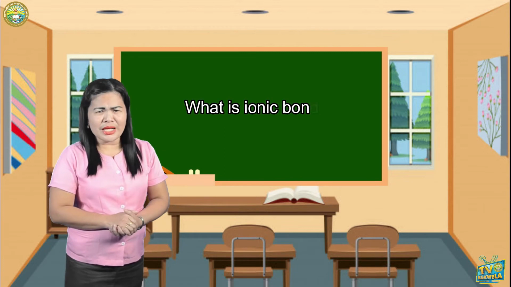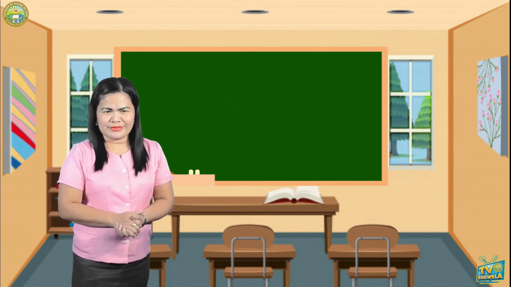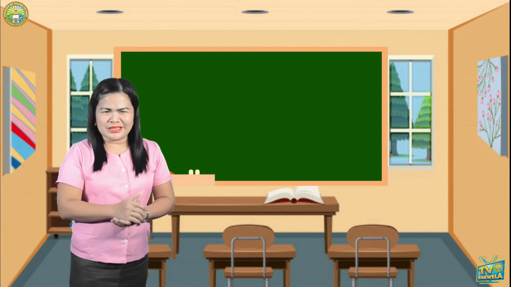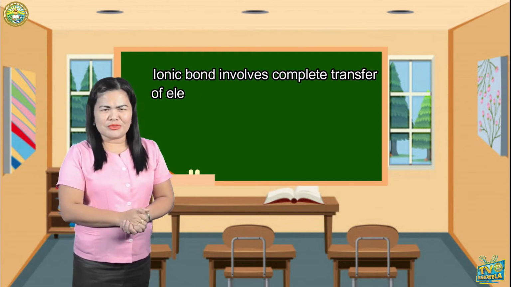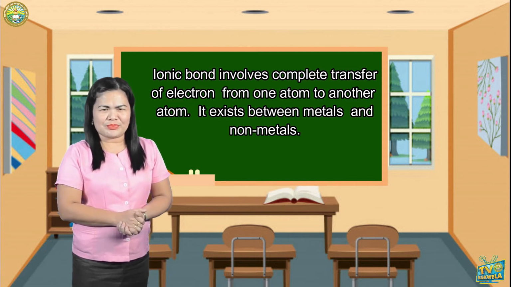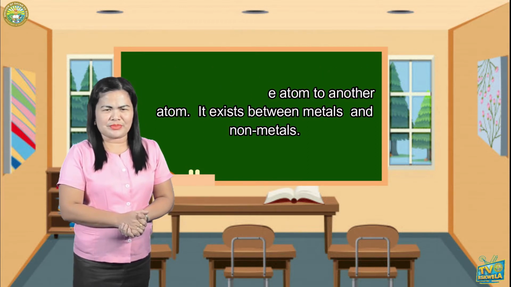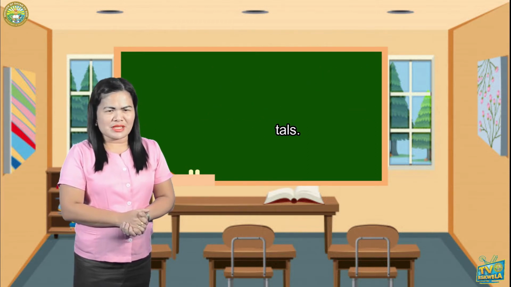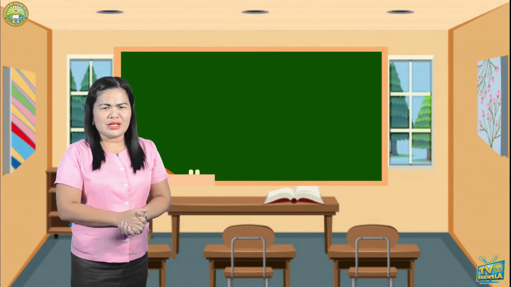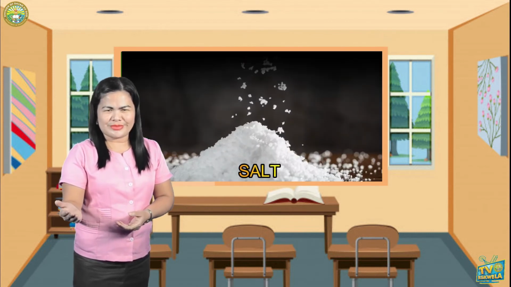What is ionic bond? Very good! Ionic bond involves complete transfer of electron from one atom to another atom. It exists between metals and non-metals. Now, for our example, let us consider a very familiar substance, salt.